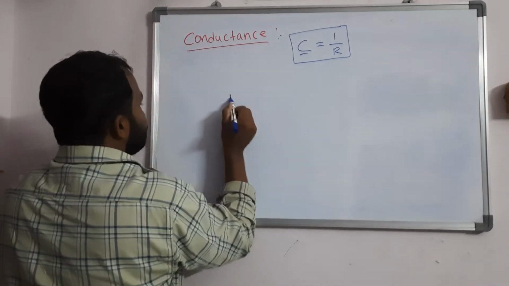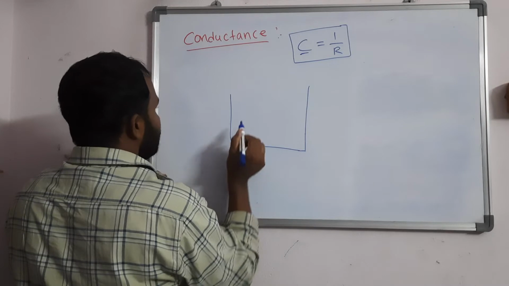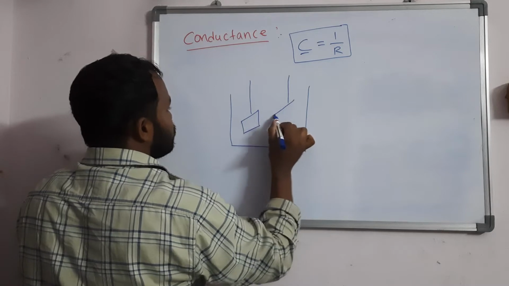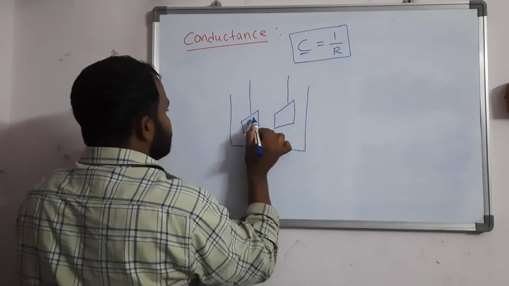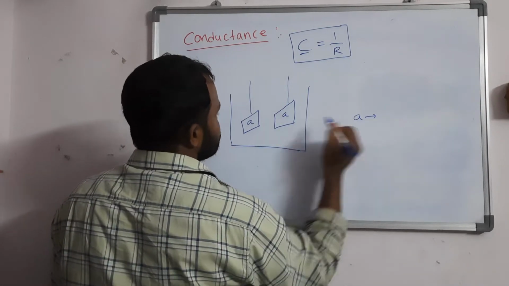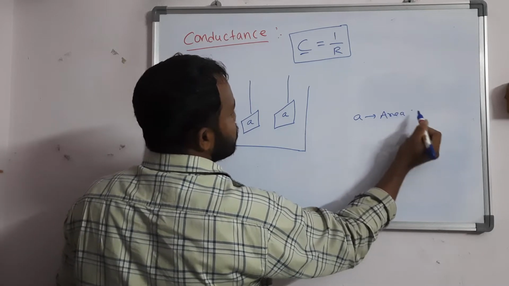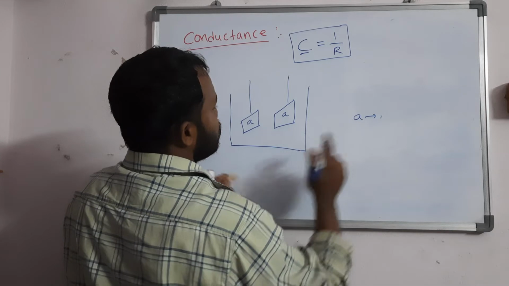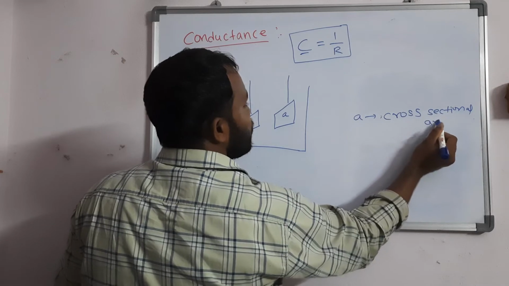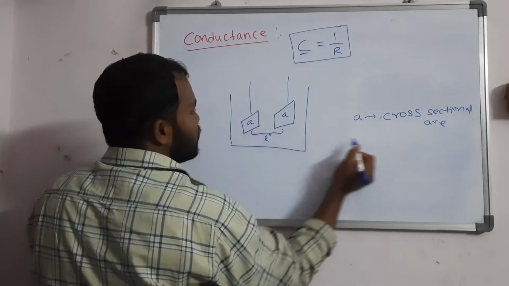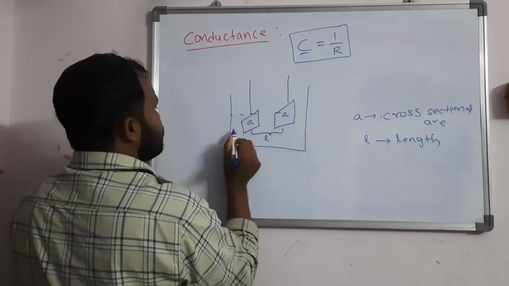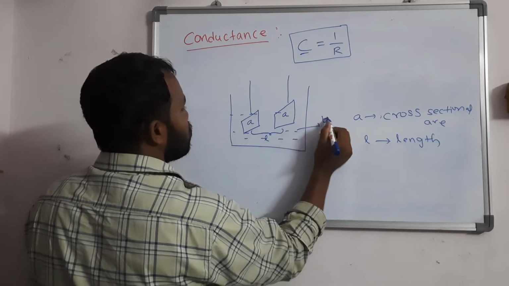Next, if I take one electrolytic cell, these are the electrodes. Let's say the area of the electrodes is A, that is, the cross-sectional area. And the length between the two electrodes is L. This is called an electrolytic cell.